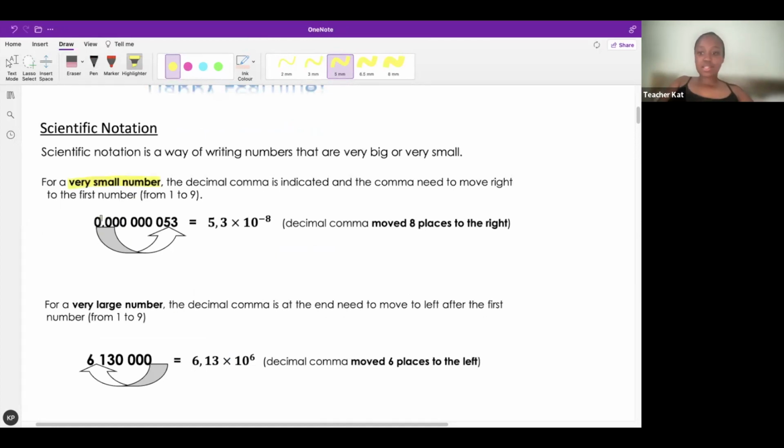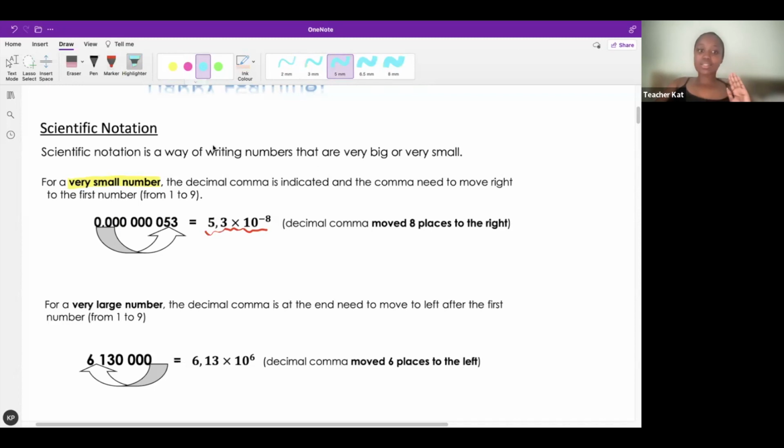Okay, this is 0, 0, 0, 0, 0, 0, 0, 0, 5, 3. And I want to rewrite it as 5, 3 times 10 to the power of negative 8, excuse me. Now, how do we know what that exponent should be?